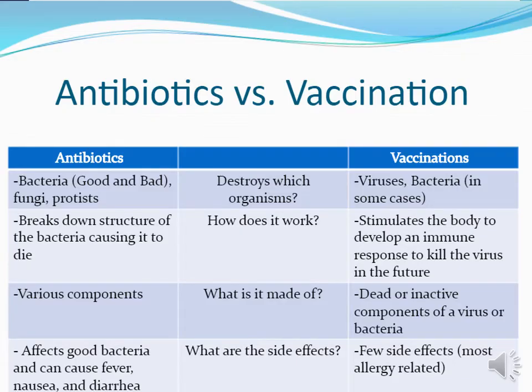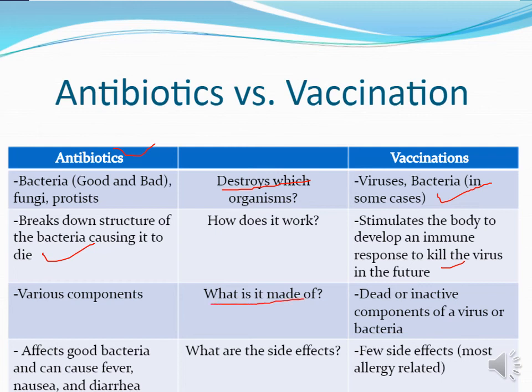So now the question comes: what is the difference between antibiotics and vaccine? Well, that is in front of you, as you can observe. The very first thing is which organisms are destroyed due to antibiotics and vaccination. So here is the answer. Bacteria and fungi are destroyed by antibiotics, and viruses and a few other bacteria are destroyed by vaccination. How does it work? The antibiotics break down the structure of the bacteria, causing it to die. Hence, we are killing the bacteria. Vaccination stimulates the body to develop an immune response to kill the virus in the future. So it is actually learning how to fight against any disease.